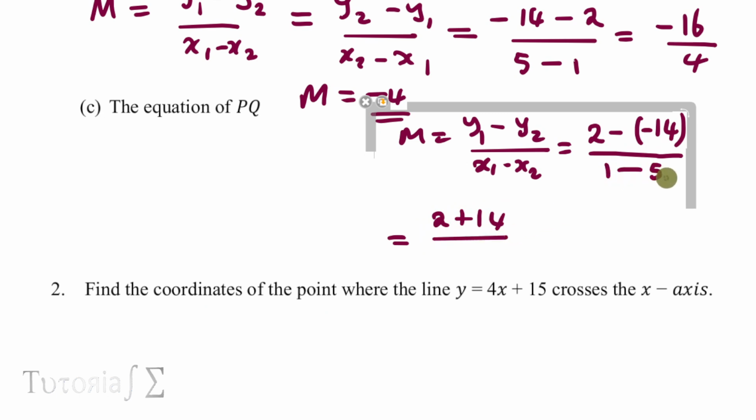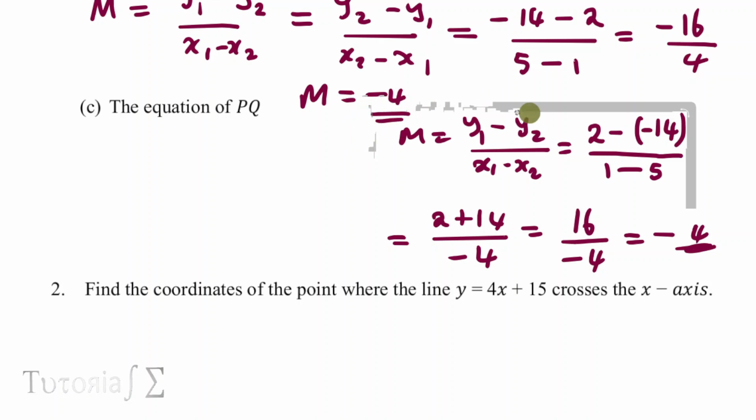So 1 is smaller than 5 and we're subtracting. So this will give us negative 4. Then there we can say 2 plus 14, that will give us 16 divided by negative 4. So negative times positive, that will give us negative. Then 4 into 16, that will give us 4. So which gives us the same answer as there.